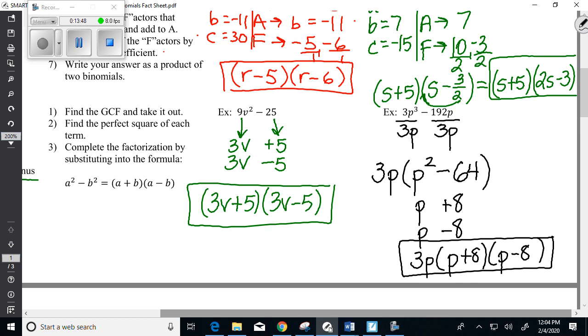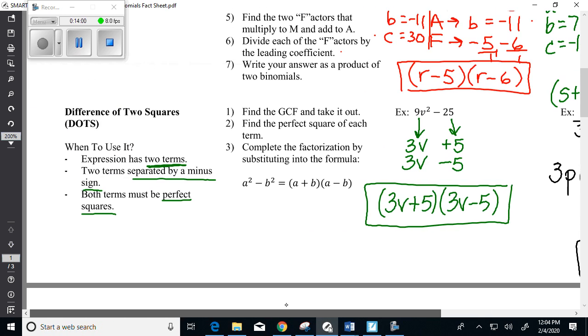Remember, your greatest common factor always has to be placed into the actual answer. So do not forget it. Never forget it. So that's factoring method number 3, difference of two squares. Pretty simple factoring method, but make sure that you remember when it can and cannot be used.